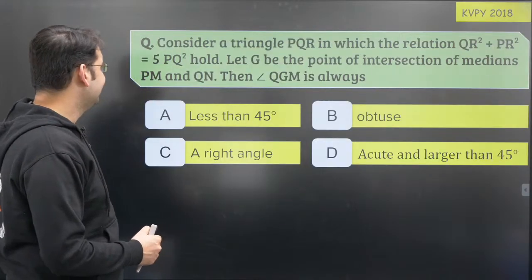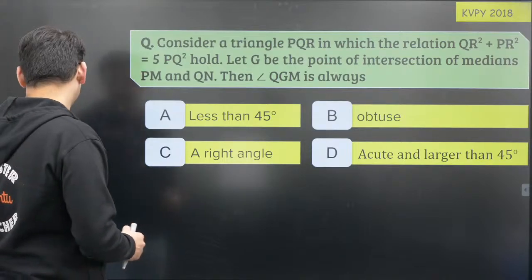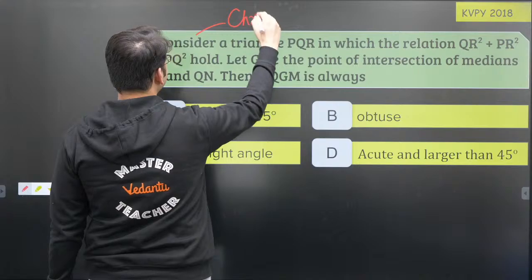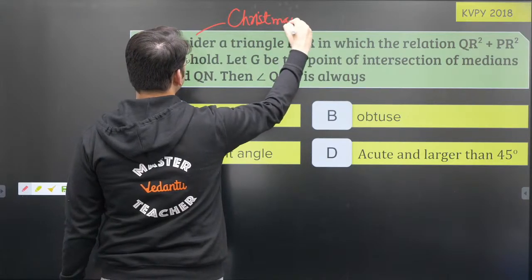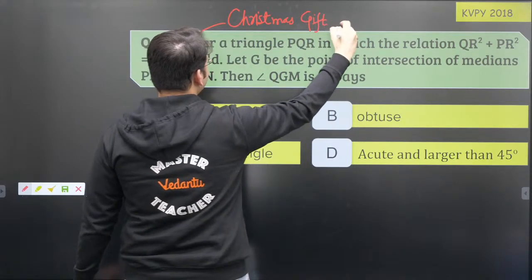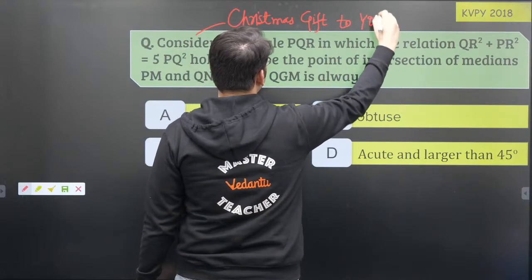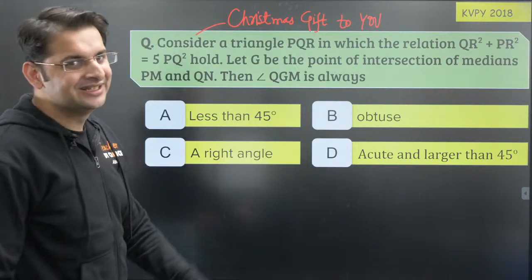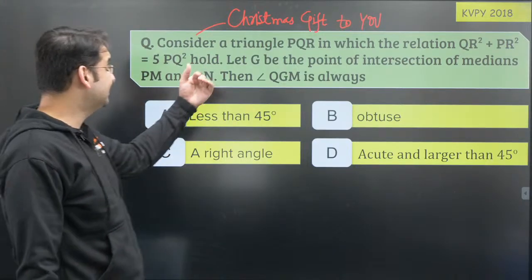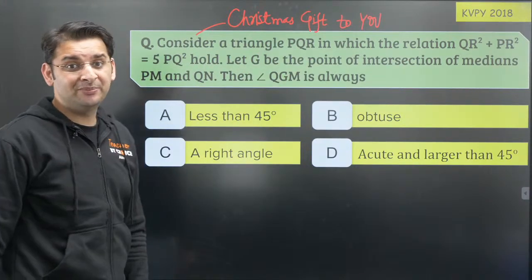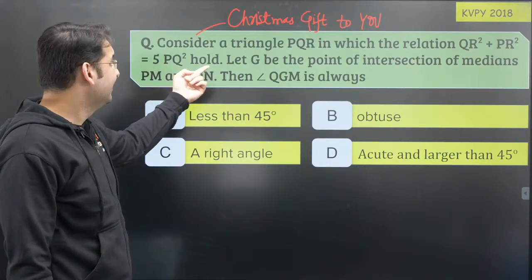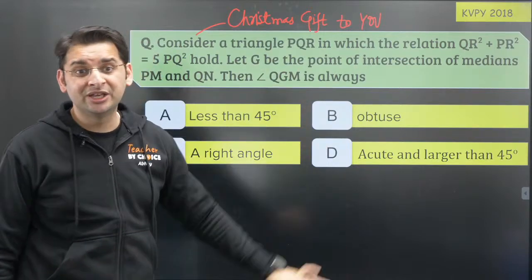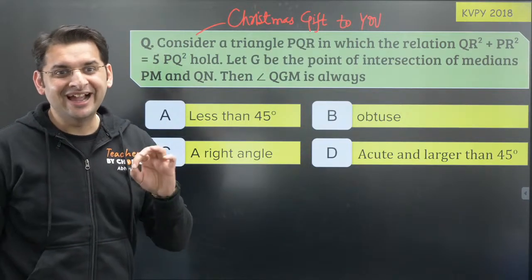All right, बच्चों, this would be my Christmas gift to you guys. So consider a triangle PQR which satisfies the relation QR square plus PR square is 5PQ square. Let G be the point of intersection of the medians PM and QN. Then angle QGM is always angle QG.